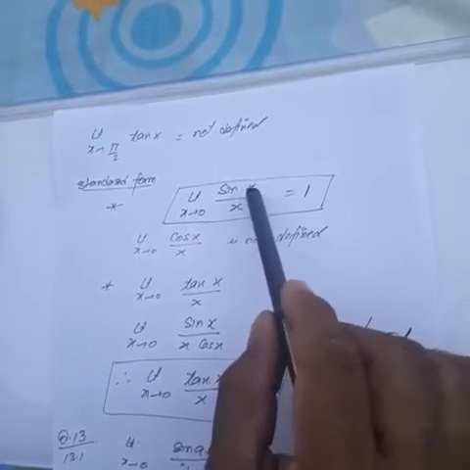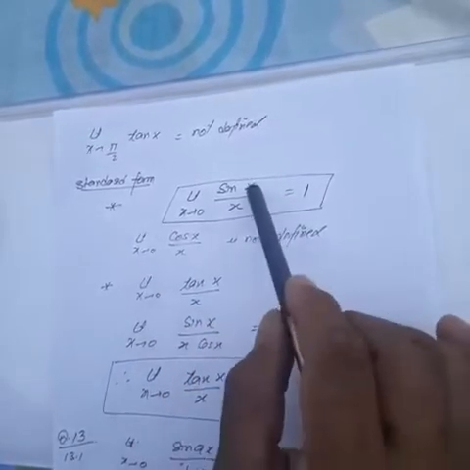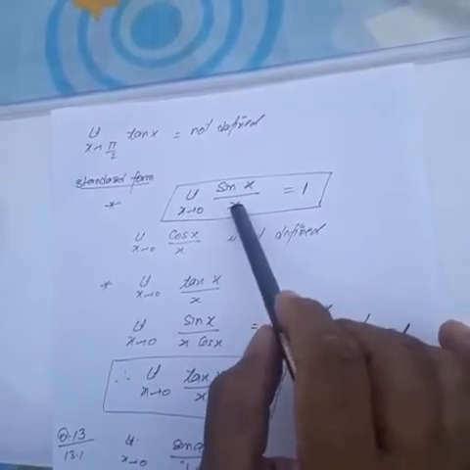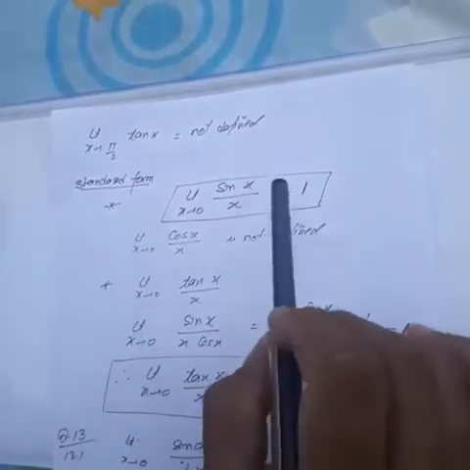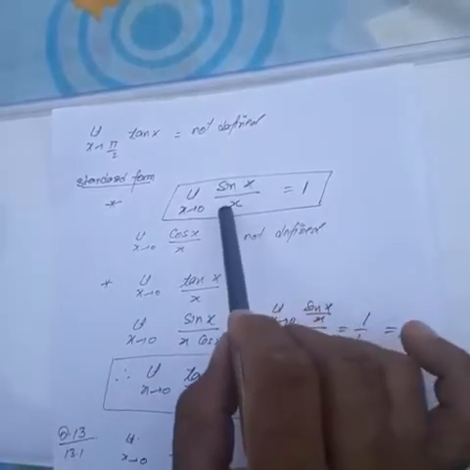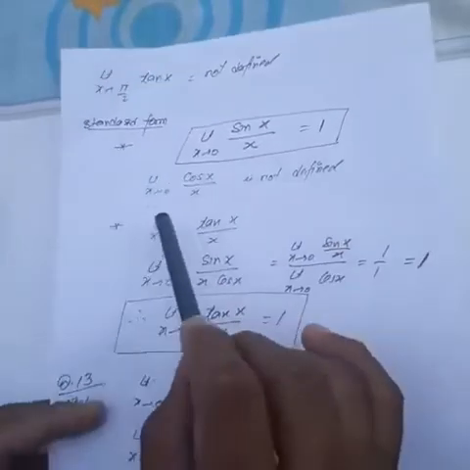If this is an angle in degrees, then the denominator must be the angle in degrees. If x is in radians, then it must be x in radians. So we have the same units, so it is equal to 1. If it is 2x, then the denominator must be 2x. So I hope it is clear. So this is the second standard form.